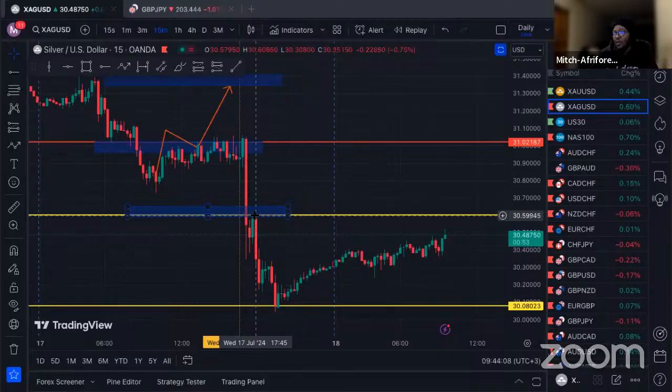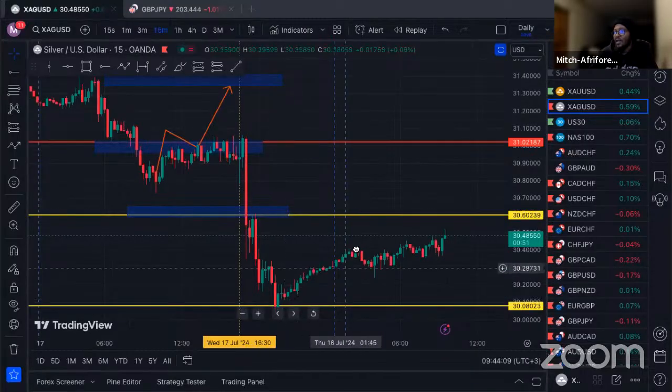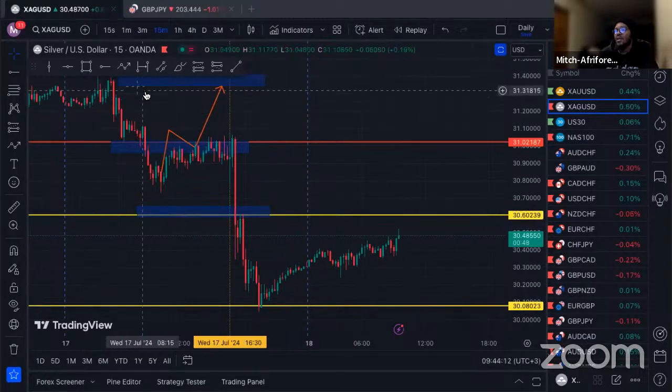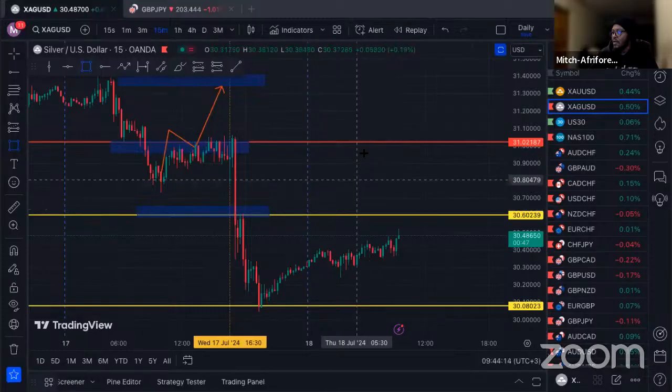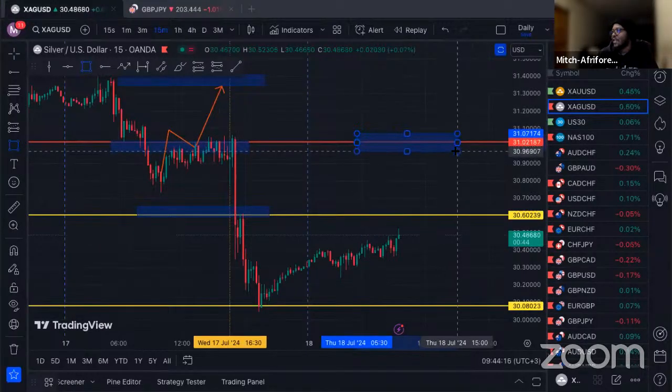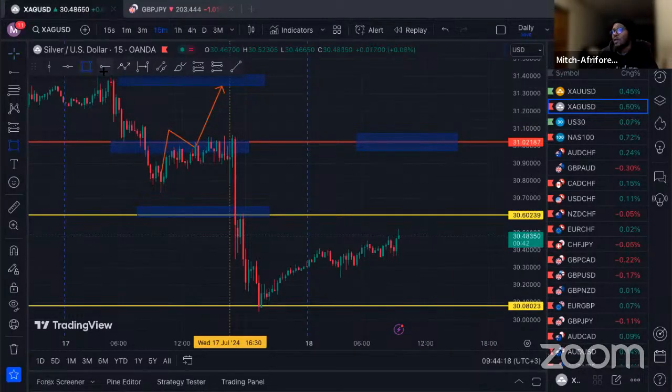It's the sellers' market, or at least the sellers' time. And you can see they really did manage to continue coming to the downside. So overall, on silver, our bias unfortunately has changed again, but here we'll definitely be looking for sells based on this red support and resistance area.